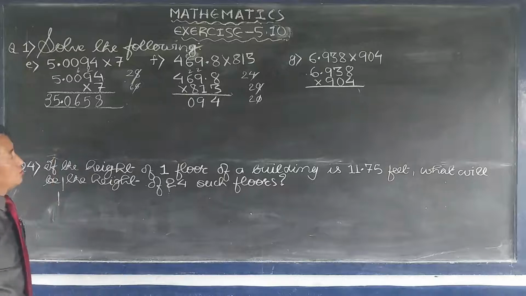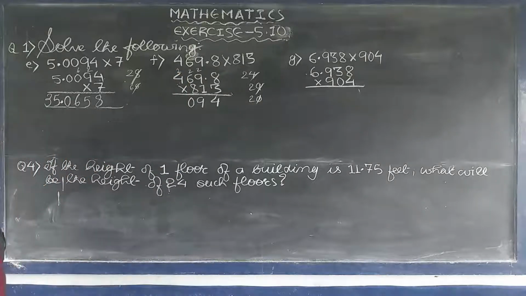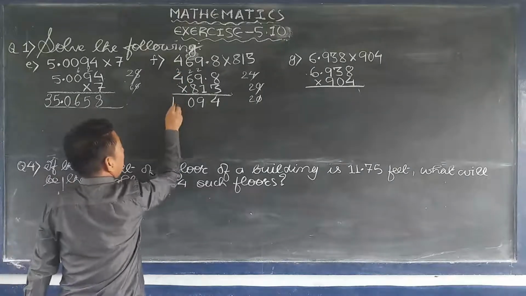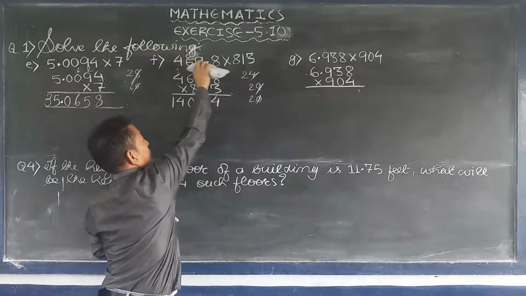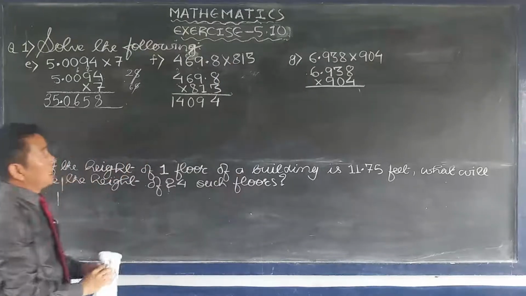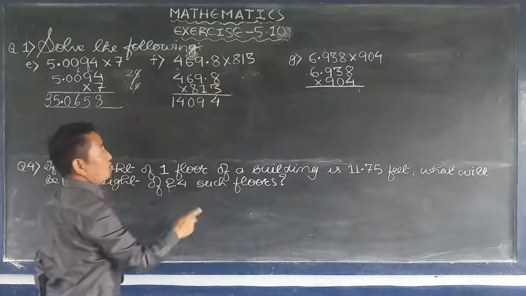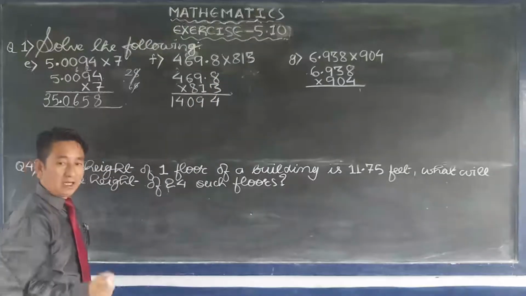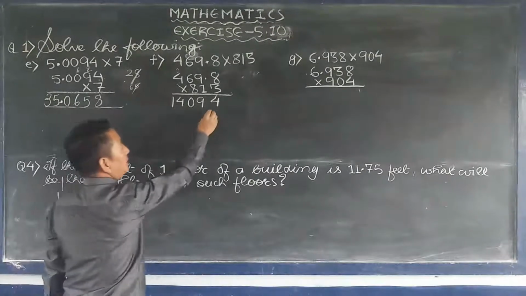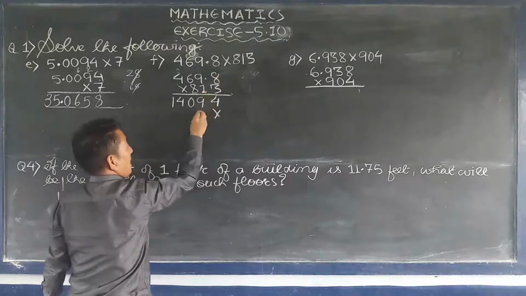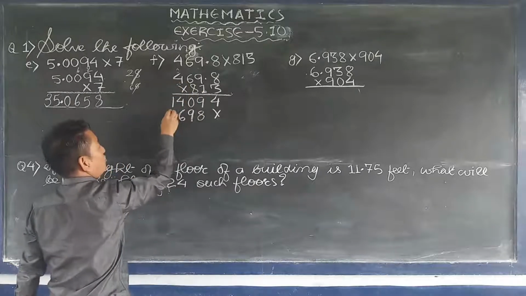Now here 4 is multiplied by 3. 3 4s are 12. 2 is carried on here. 3 4s are 12. 12, 13, 14. We'll write 14 here. Always use pencil here. Now next, 469.8 is multiplied by 1. If any number is multiplied by 1, the product is the number itself. 1 8 is 8, 1 9 is 9, 1 6 is 6, 1 4 is 4.